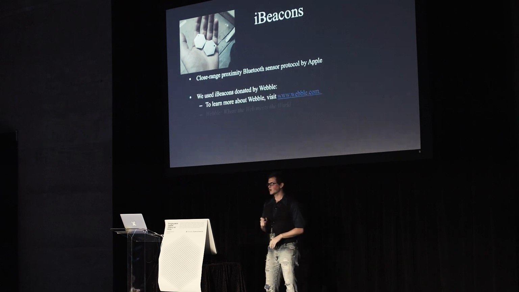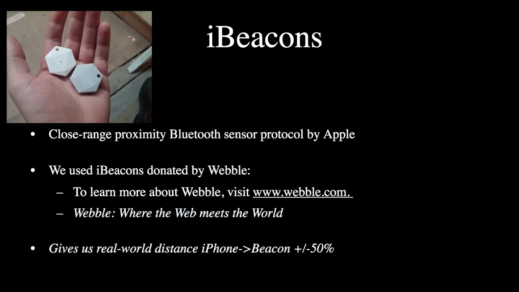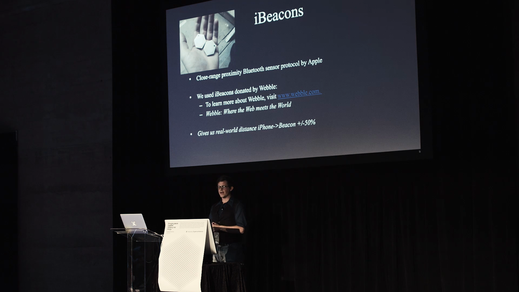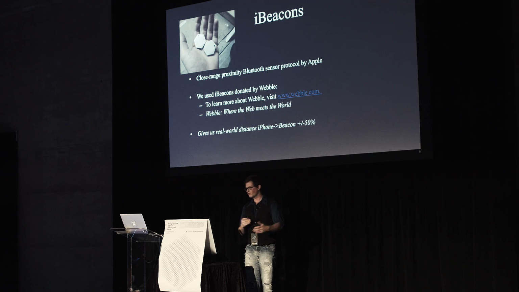So iBeacons are a close-range proximity protocol that's defined by Apple. And we got a few iBeacons from a company called Webble who sponsored us. They gave us some iBeacons under the brand XY Find It. These beacons are about the size you see in my hand. If I have a device, in this case an iPhone 6, I can ping the iBeacons in a surrounding area and get a sense of how close I am to them. Practically, we got an iPhone-to-beacon distance of plus or minus 50% within a range of 5 centimeters to 10 meters. So it's not perfect, and the rest of this talk is basically how do you deal with that.